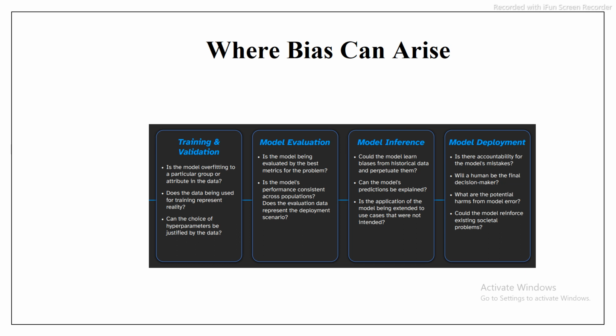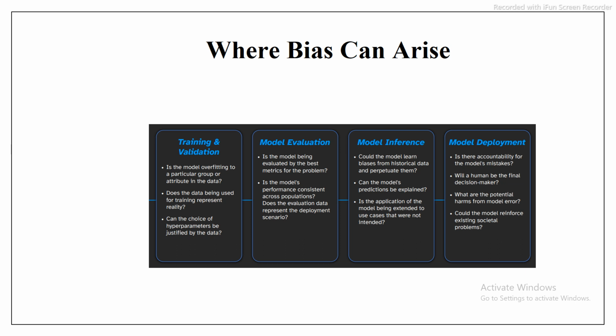Then comes the model inference. Could the model learn biases from the historical data and perpetuate them? If you are again putting the historical data into the AI systems, are they learning the bias or not, are they reducing the bias or not? And can the model's predictions be explained? That is the explainability issue. If your model is able to explain how it is performing and how it is coming up with the output, that is explainable.